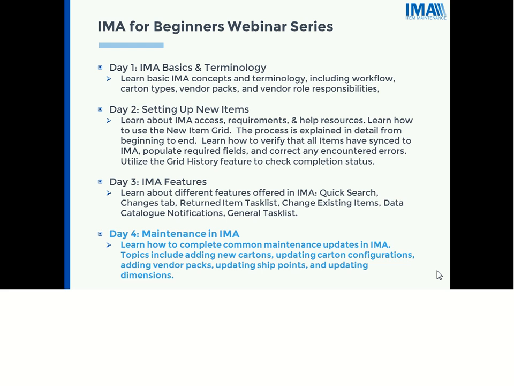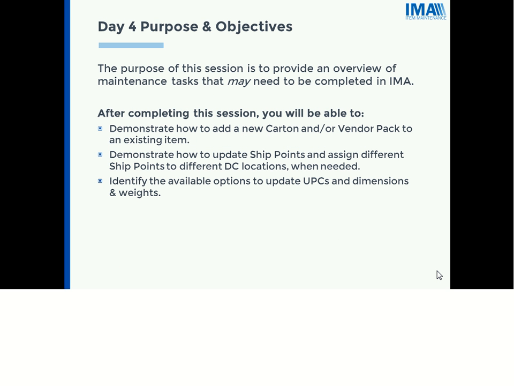The purpose of this session is to provide an overview of maintenance tasks that may need to be completed in IMA. After completing the session, you will be able to demonstrate how to add a new carton and/or vendor pack to an existing item, demonstrate how to update ship points and assign different ship points to different DC locations when needed, and identify the available options to update UPCs, dimensions, and weights.